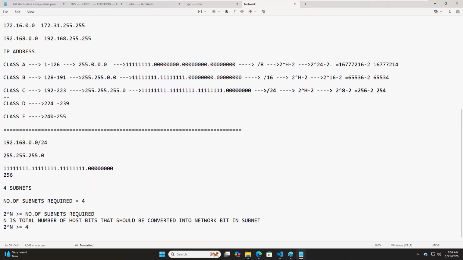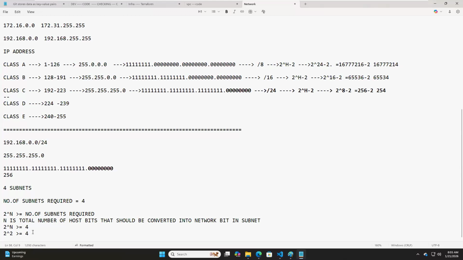Okay. When will this condition be satisfied? If I give 2 power 2, that is 2 square, which is equal to 4, so the condition is satisfied. Either one of the conditions should be satisfied: it should be greater than or equal to. Some people will ask, sir, if I want 5 networks, how are we going to do that? If I make it greater than or equal to, it will be very convenient for you to understand. So right now the condition is satisfied.